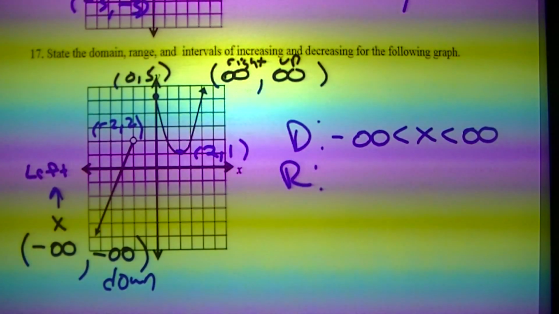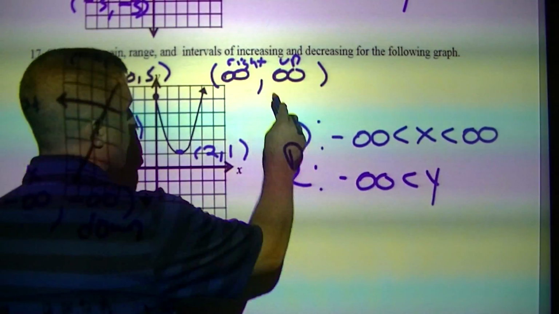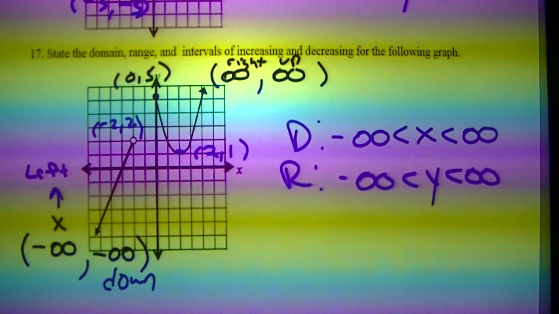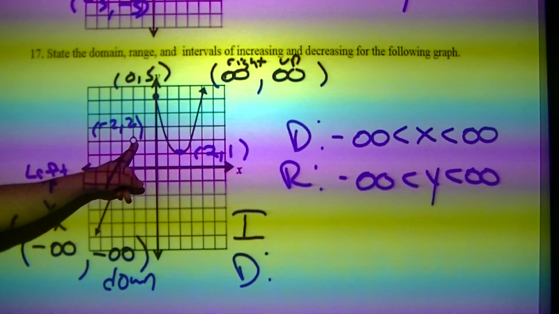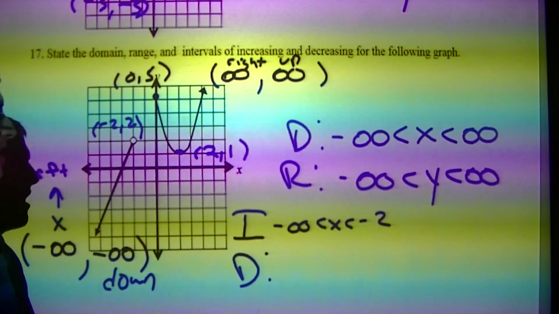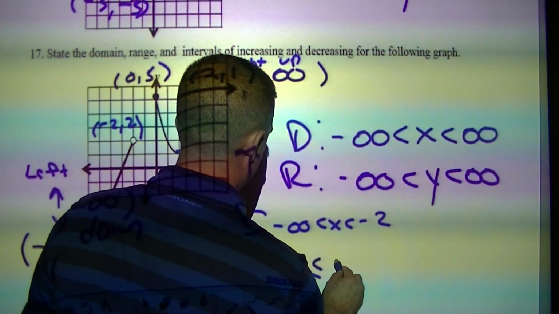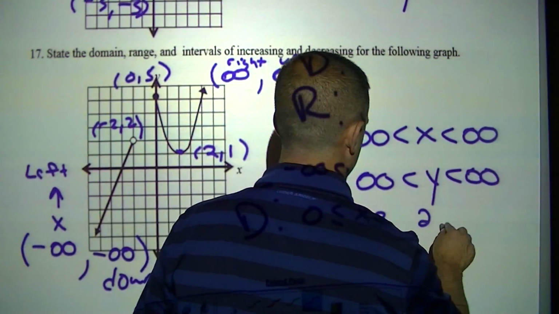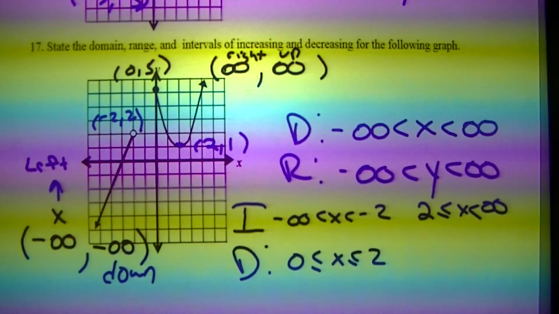The range. What's the smallest y? Smallest y is -infinity. Biggest y is positive infinity. So it goes all through that. Now, where is it increasing and decreasing? From -infinity to -2, it's increasing. From 0 to 2, that's going to be decreasing. From 2 to infinity, that's going to be another increase. I think that's it.